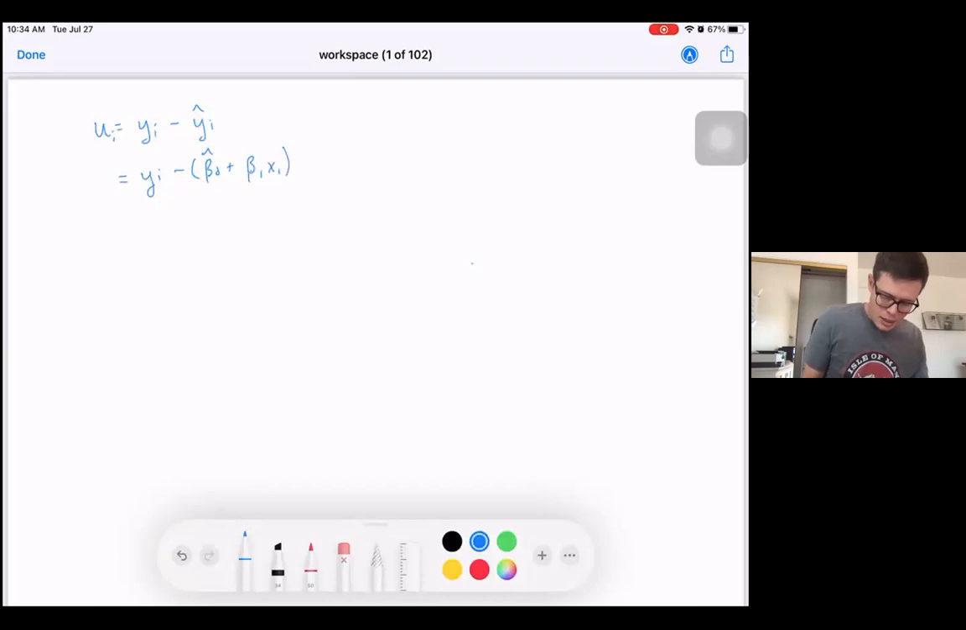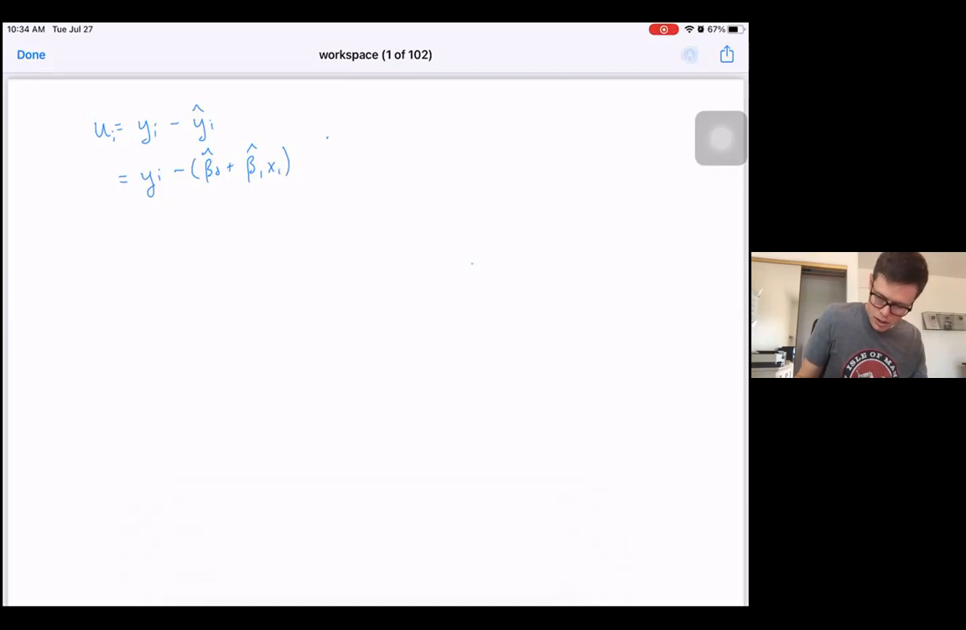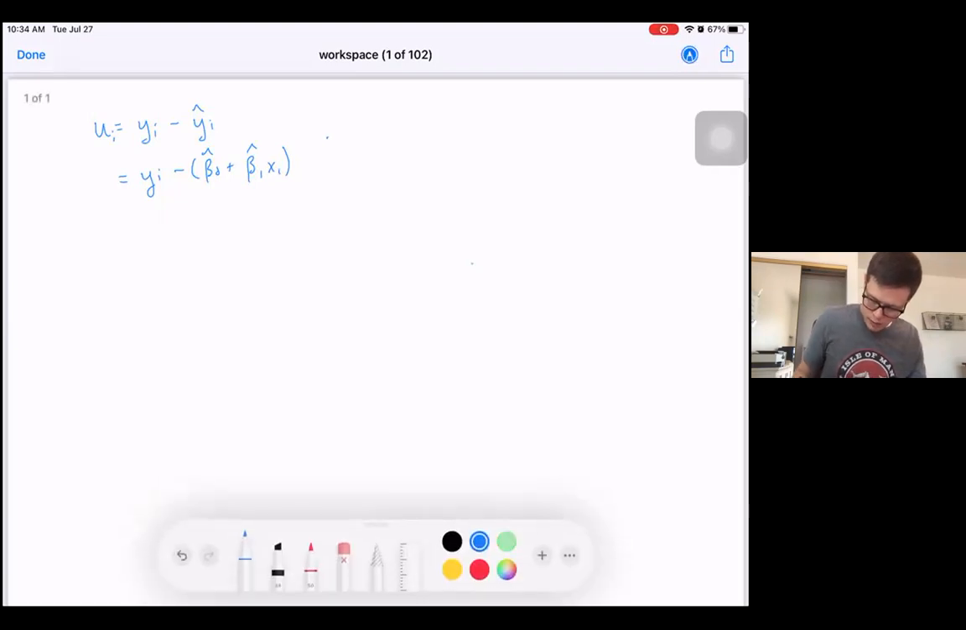Okay, and so how do we get from there to there? It's because y hat is equal to beta naught hat plus beta 1 hat x1. Okay. So I just want to make sure that step's crystal.